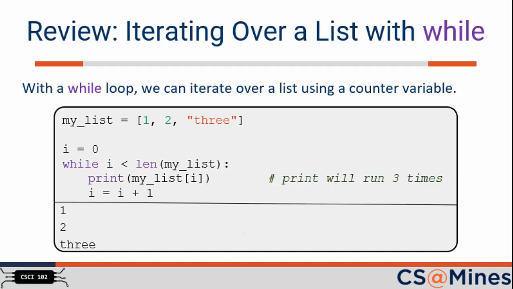Hopefully you realize that the while loop will iterate over the full list, thus each element will be printed to the screen. If this code is confusing, please come to office hours for help. Let's move on to for loops.